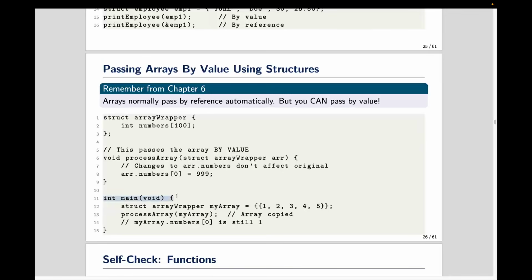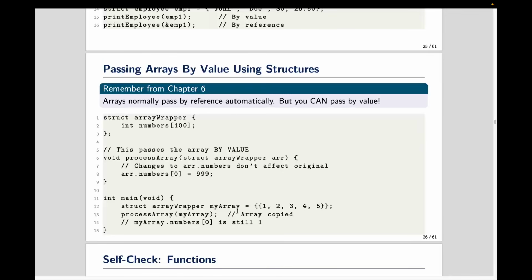So here inside int main void, you have structure array wrapper my array. So you are now sending 1, 2, 3, 4, 5. Remember, these are two curly brackets over there, because this one is for the first member, which is an array. If there was a second member of this structure, then that would be separate after a comma. So it will be 1, 2, 3, 4, 5. Only 5 values are copied over there.